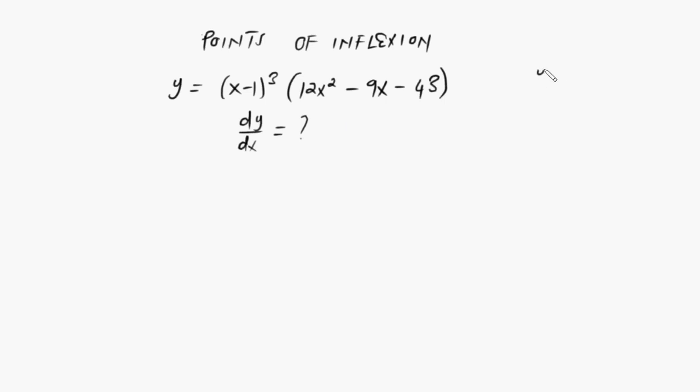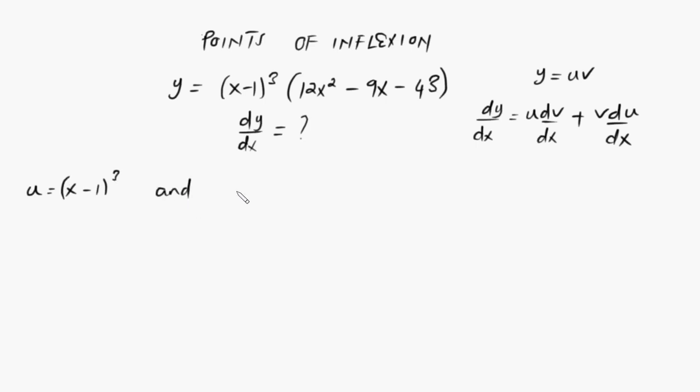So, remember the product rule says if y is equal to uv, dy/dx is just u dv/dx plus v du/dx. So this was the product rule. So in this case here, my u is (x minus 1) cubed, and my v is this one, 12x squared minus 9x minus 43.